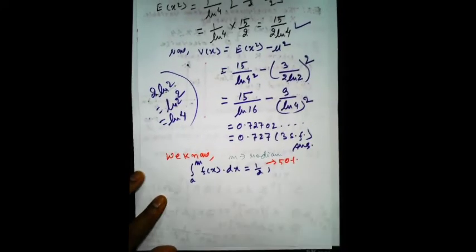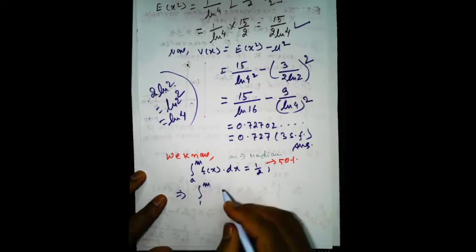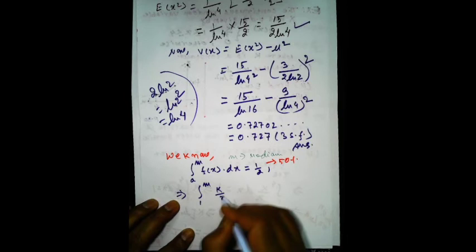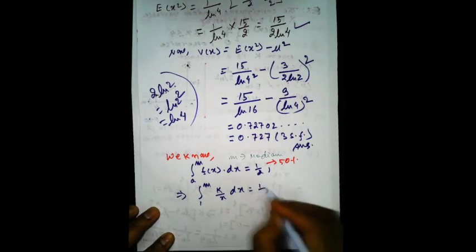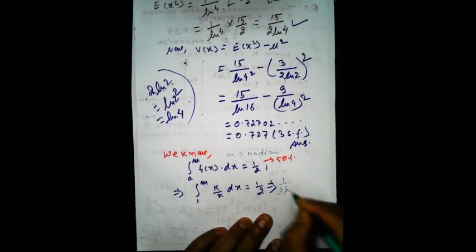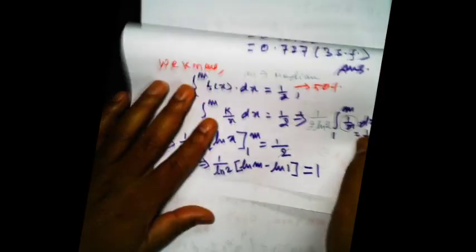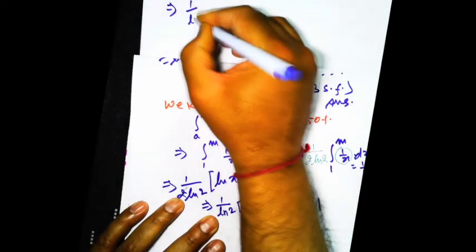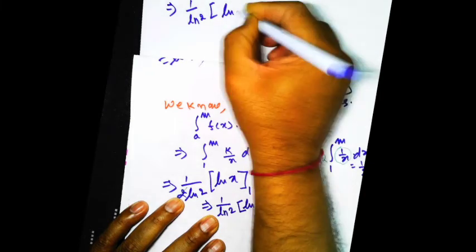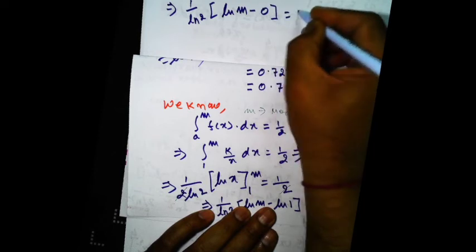Here in this case, if you go further from this step, the lower limit is 1, the upper limit we have to find, this is the median, and your f(x) is k by x dx equals 1 by 2, and your value of k is 1 by 2 ln 2, and we'll take it out because it's constant. Then continuing from here, this is 1 by ln 2, it is ln of m minus ln 1, which is 0, equals 1 is left out here.